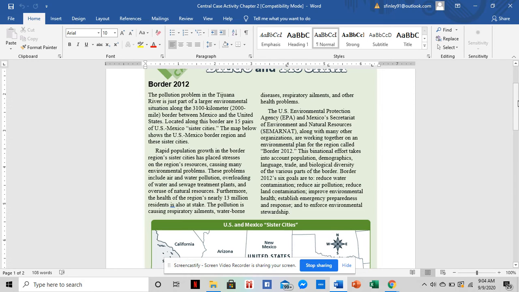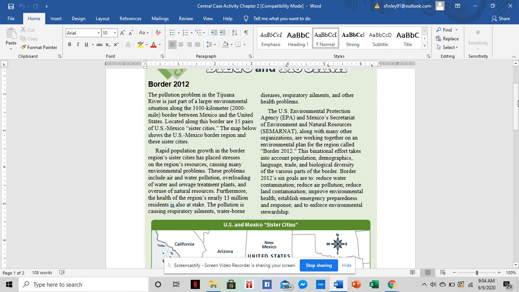Now, the Border 2012's 6 goals are to reduce water contamination, reduce air pollution, reduce land contamination, improve environmental health, establish emergency preparedness and response, and to enforce environmental stewardship. So, what they're saying is they want to reduce the water contamination. They want to reduce how much contamination the water gets on a daily to weekly to yearly basis.